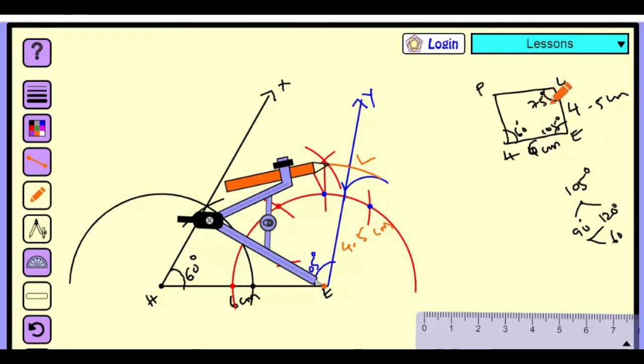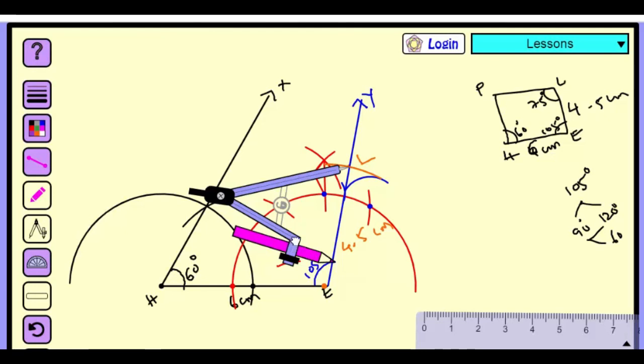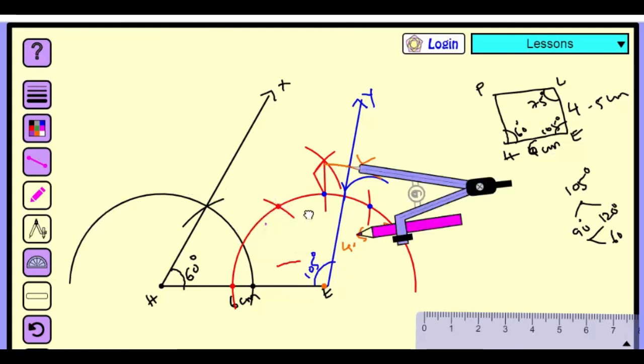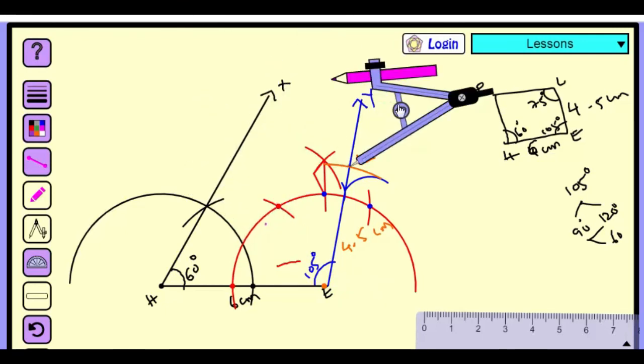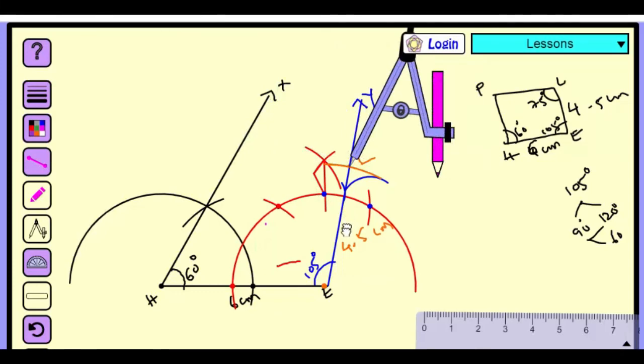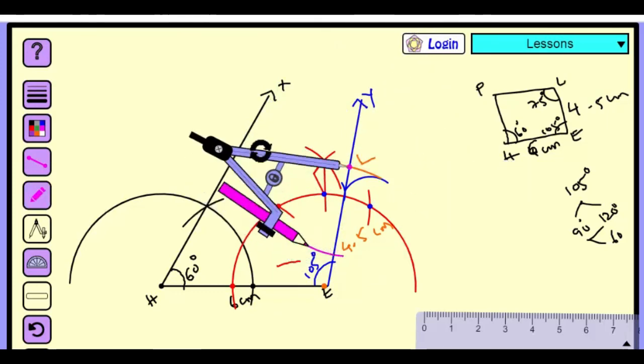Now we are going to construct the angle 75 degrees with the help of compass. For that you should take the compass radius more than half of the length of EL, and with L as the center, draw an arc.